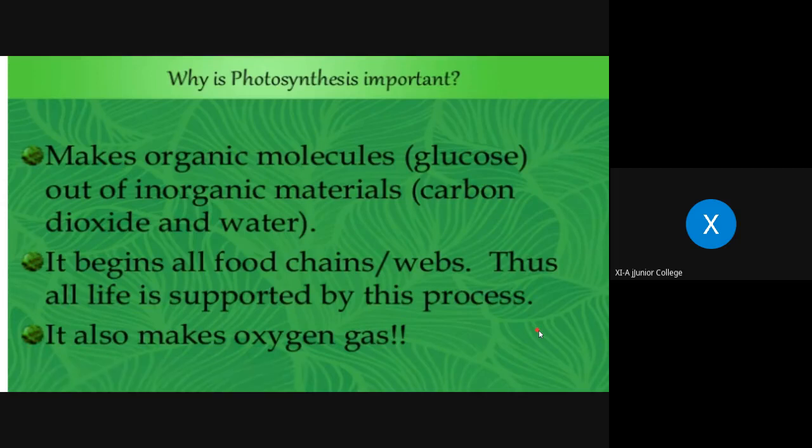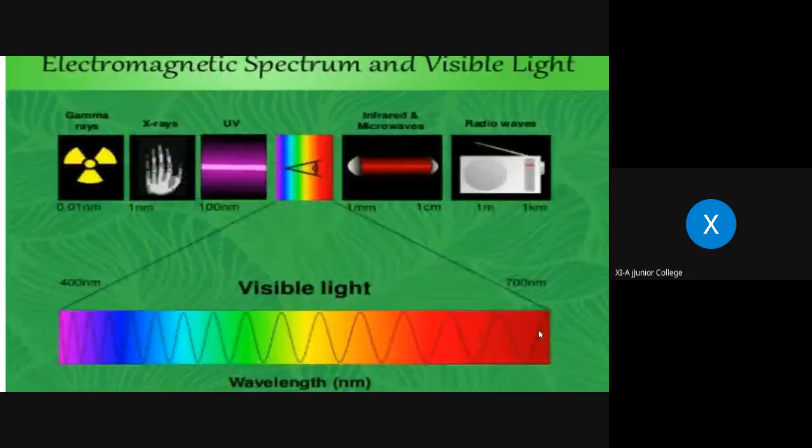Do you know why oxygen is important? All the higher organisms are considered to be aerobes. They need oxygen for the process of respiration, right? So oxygen is very important for our life, to survive, to live, isn't it? This is the reason why we need to study photosynthesis, right?